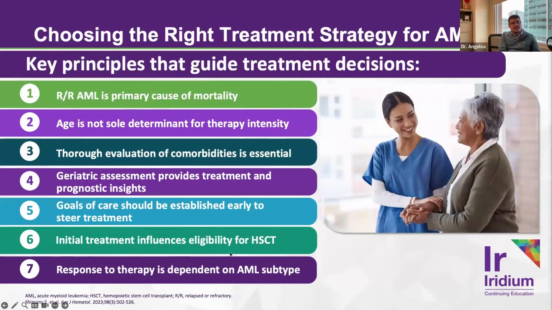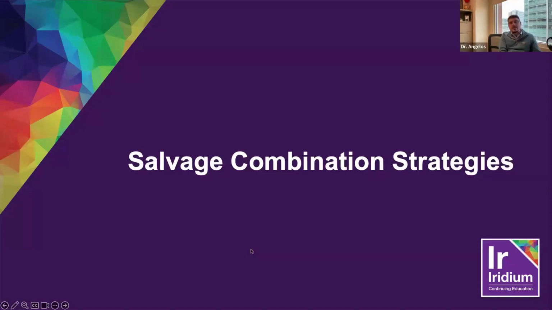And getting these patients plugged into a tertiary center that does high volume and high risk transplants early on, at the time of their diagnosis, is always advantageous to these patients, because we know the sooner that we do transplant when patients are fitter and healthier, the better their outcomes actually are.